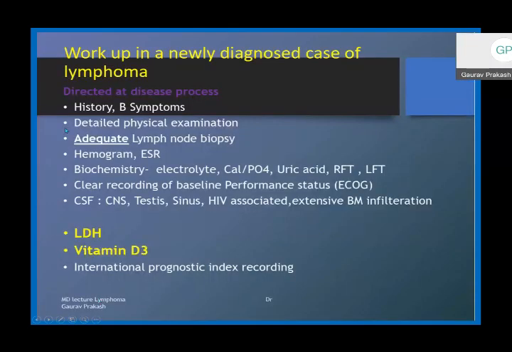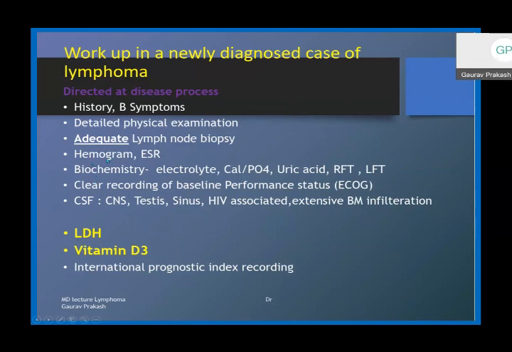Workup. How will you work up? Needless to say, history and B symptom assessment and detailed physical examination are invaluable. You have to have an adequate lymph node biopsy. Here I have written adequate and biopsy both, because with FNAC, modern cytology techniques are improving. We have cell block, we have flow cytometry, things are changing. But if you ask, still the mainstay of diagnosis of lymphoma is lymph node biopsy or affected organ biopsy. So one must try to get a biopsy wherever possible.